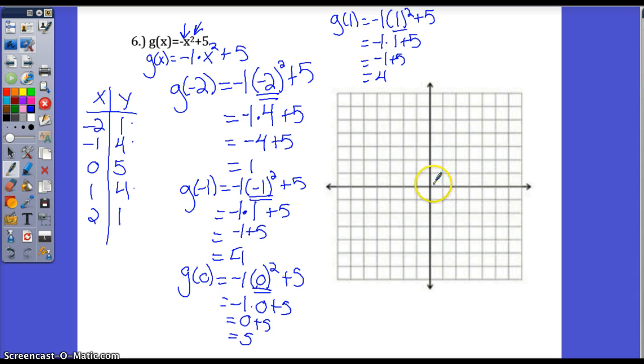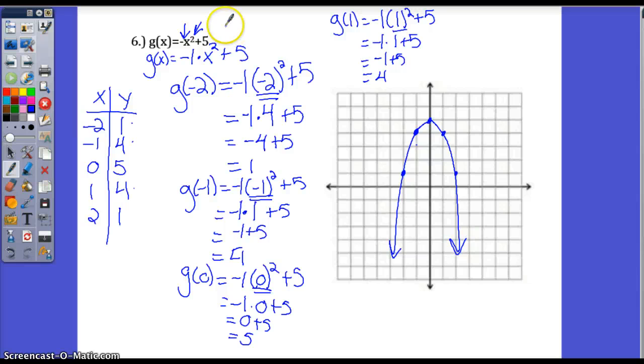So let's go ahead and plot it. Negative 2, up 1. Negative 1, up 1, 2, 3, 4. 0, up 1, 2, 3, 4, 5. 1, 4. 2, 1. And it did make a U. Again with the arrowheads, again connecting, because you could have picked whatever values you wanted for x to plug in.